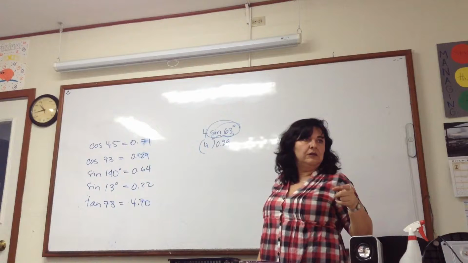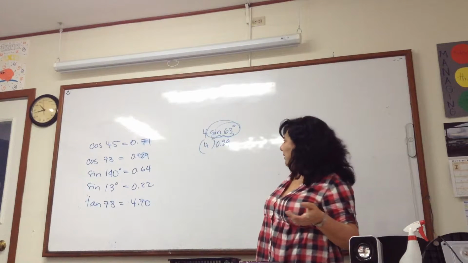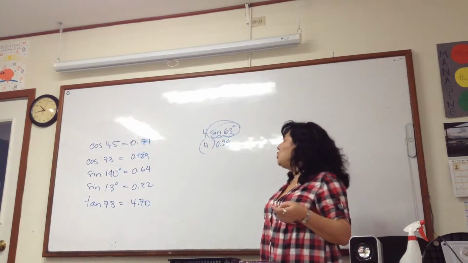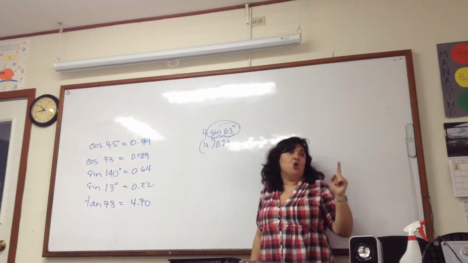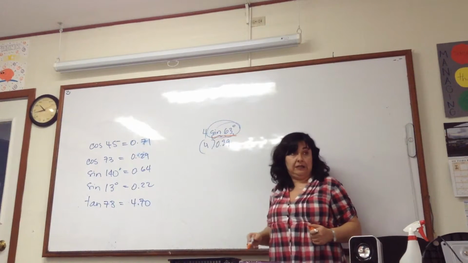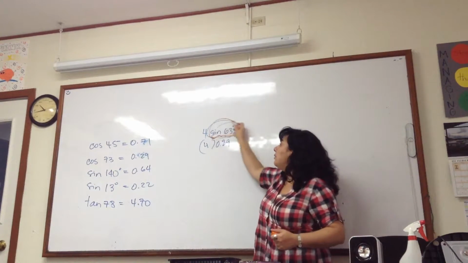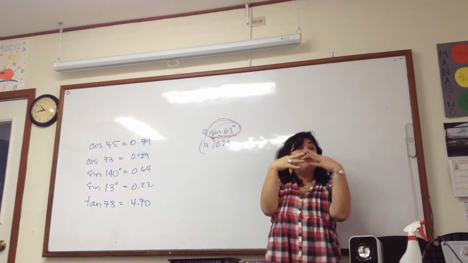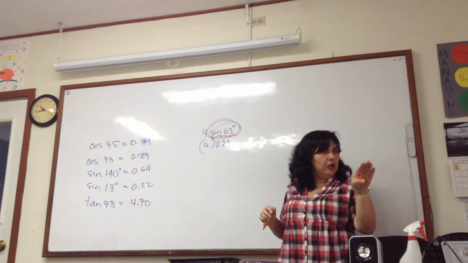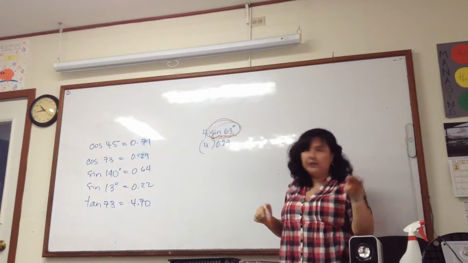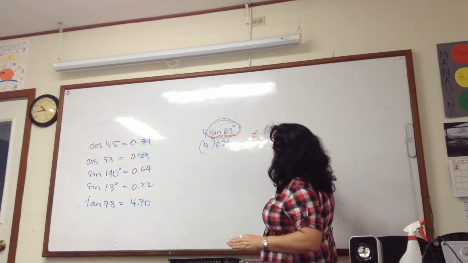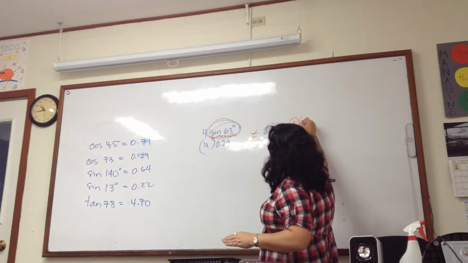Can you multiply 4 times 63? Why 4 times 63? No, because this is not multiplying. Sine of 63 is together and represents one number. It's a good question, but don't do it, ever. This is not sine times 4 times 63.